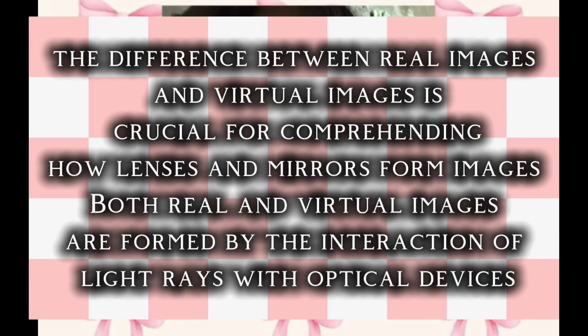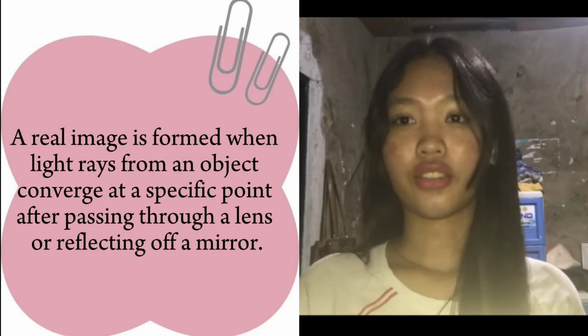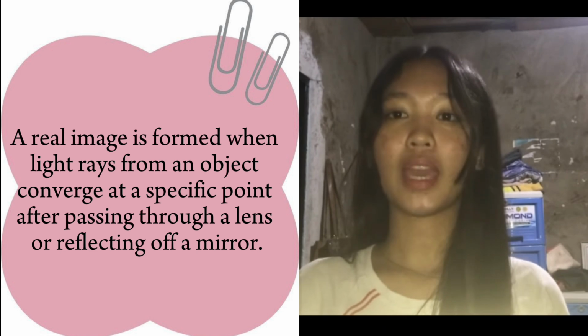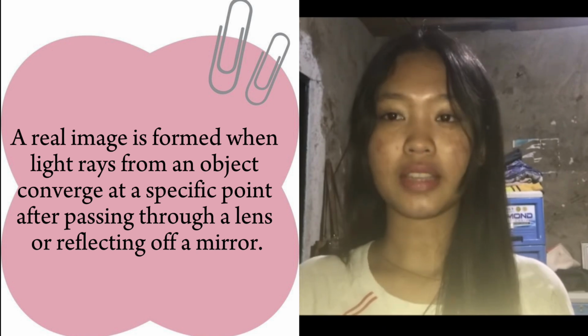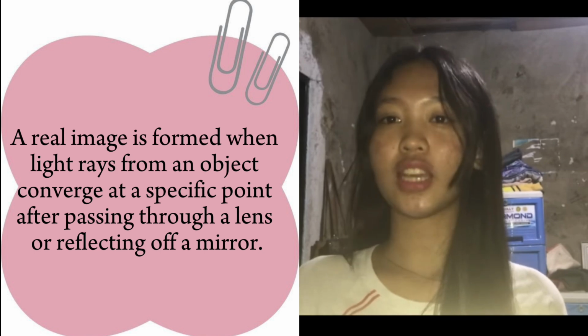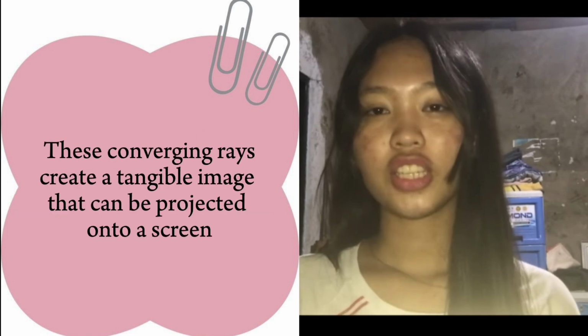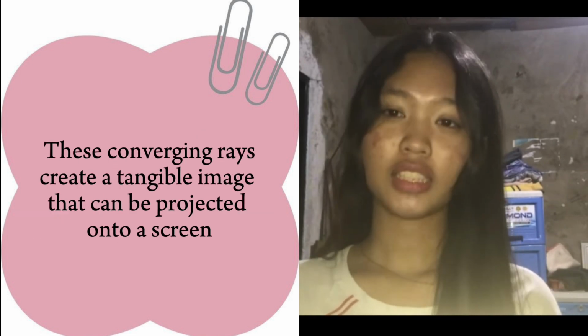What are the differences between virtual and real images? Virtual and real images are both crucial for comprehending how lenses and mirrors form images. Both real and virtual images are formed by the interaction of light rays with optical devices. What are real images? Real images are formed when light rays from an object converge at a specific point after passing through a lens or reflecting off a mirror. This converging creates an image that can be projected onto a screen.